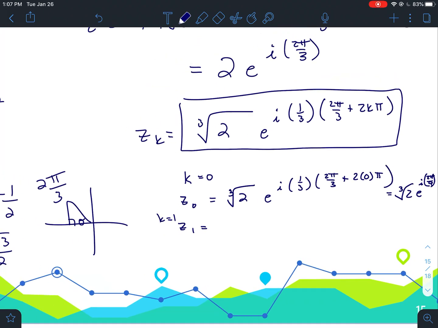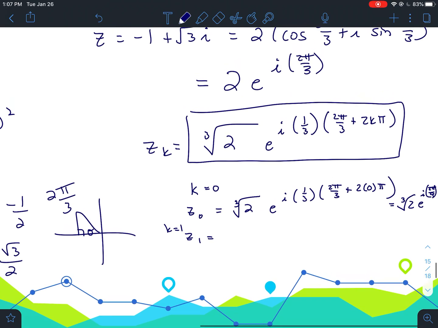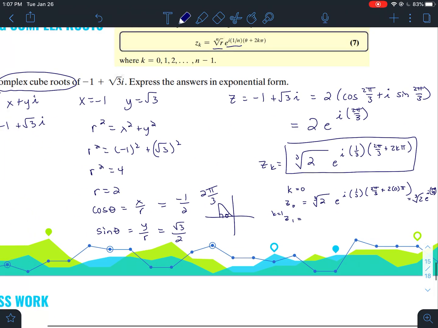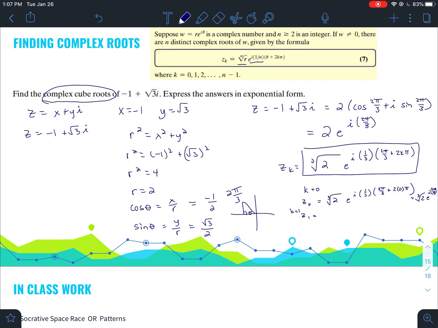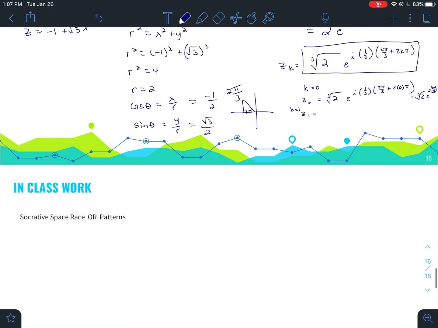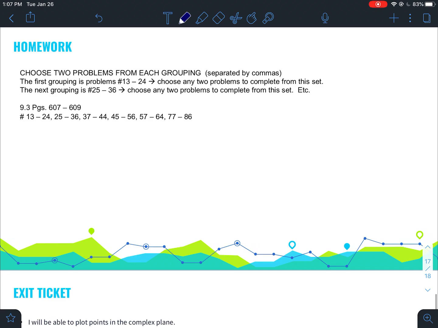So same thing. So we could find all of the roots going from k equals 0 all the way on up. And that is how we would find complex roots of an expression in complex form. We could convert it into polar form or exponential form and then use that formula to find the complex roots. Your homework is from 9.3. Let me know if you have any questions.